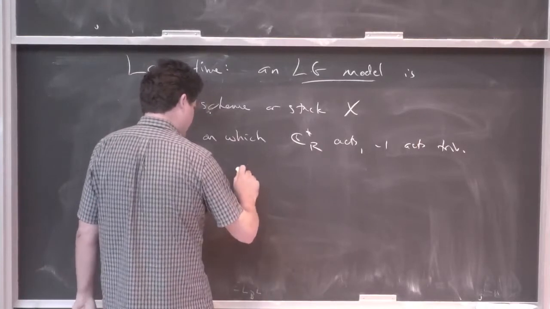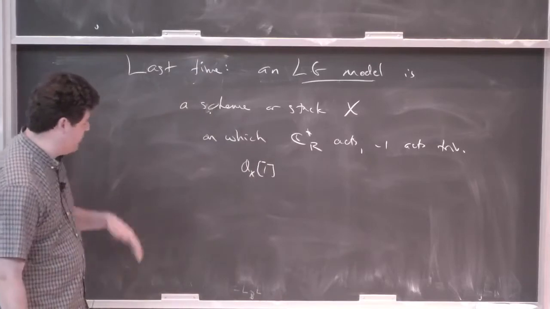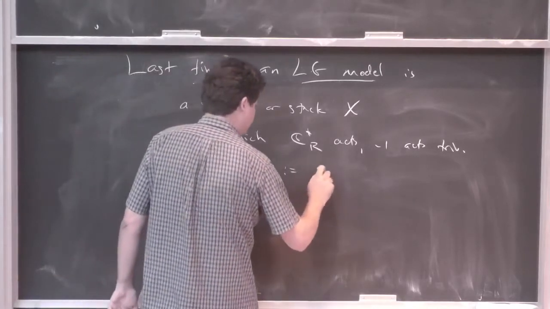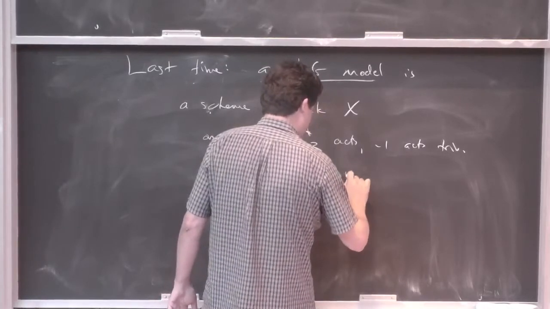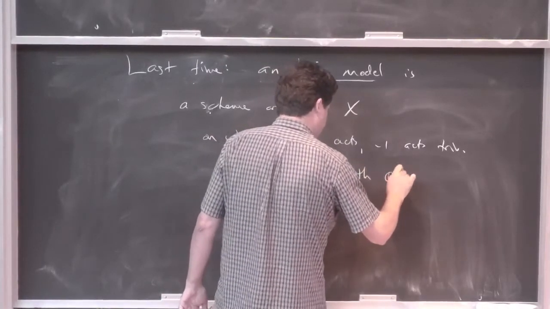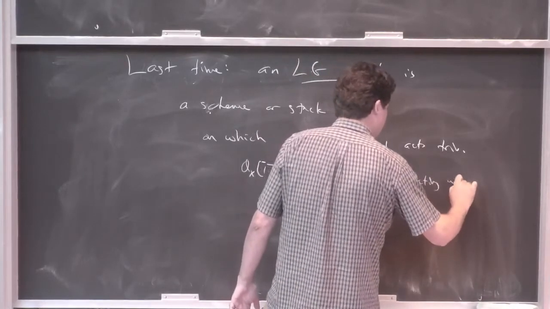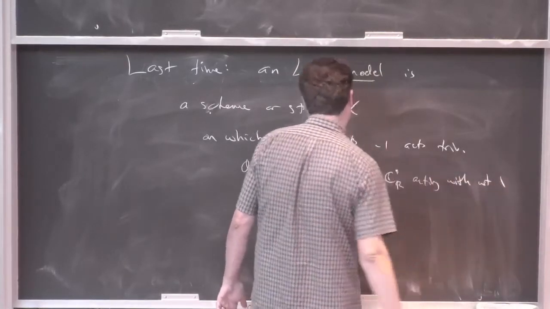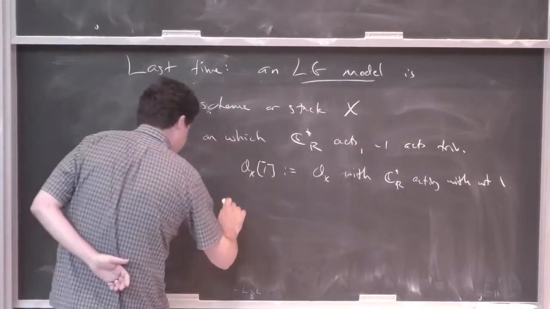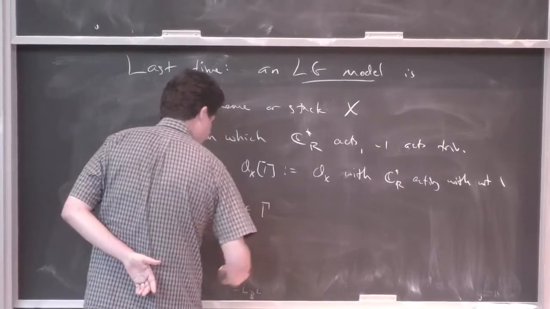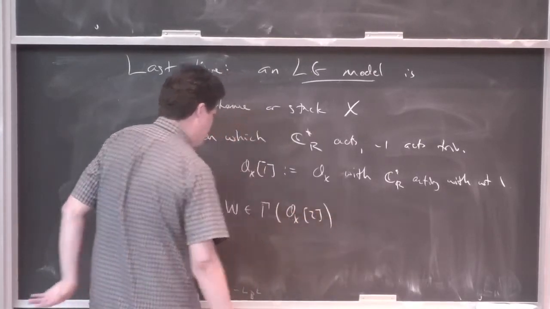And so we can declare O_X(1), shifted by one, is by definition the trivial line bundle O_X with the R charge acting with weight one. And then we had W, which was an invariant section of, well, a section of O_X(2).